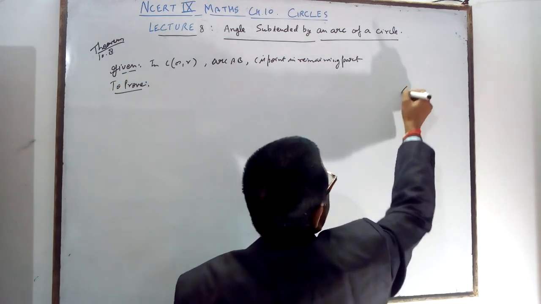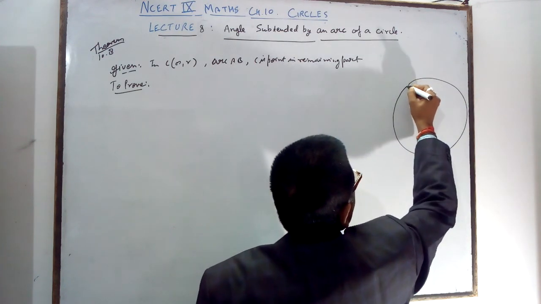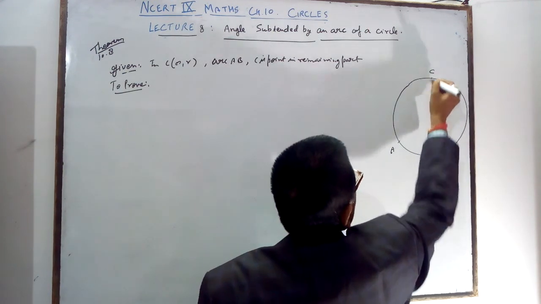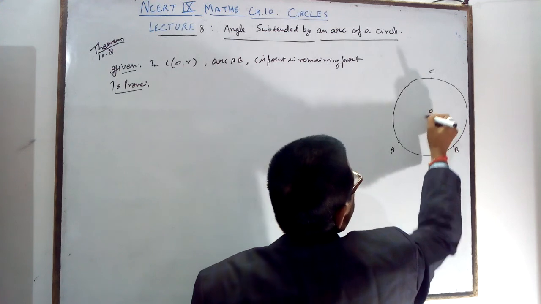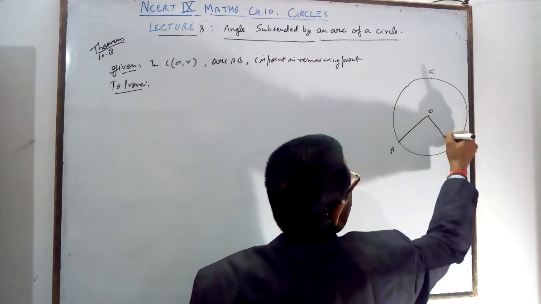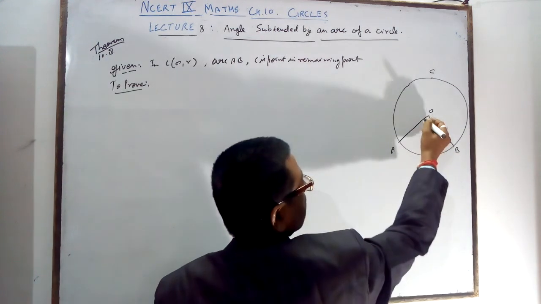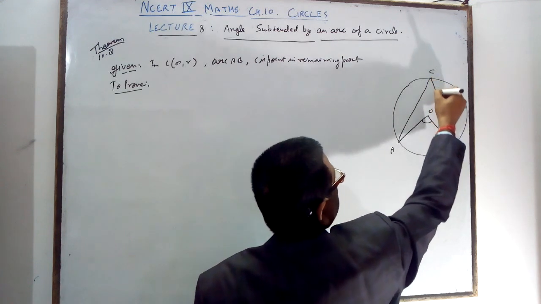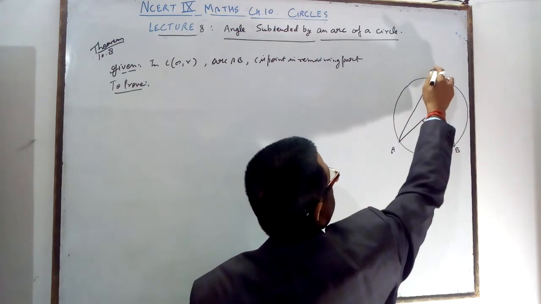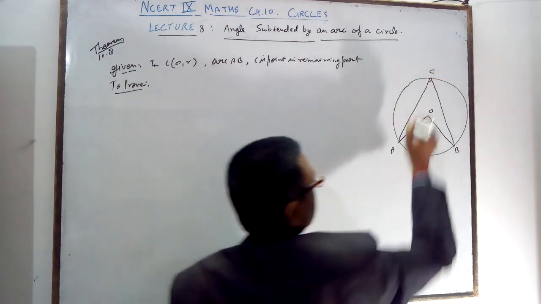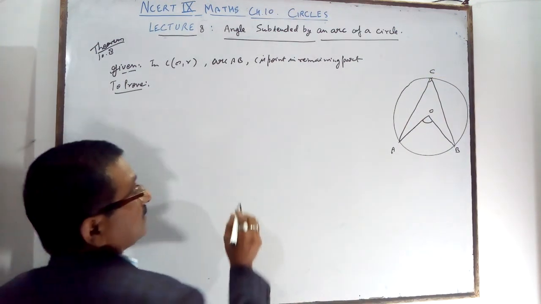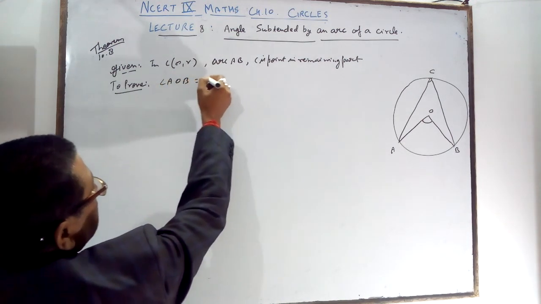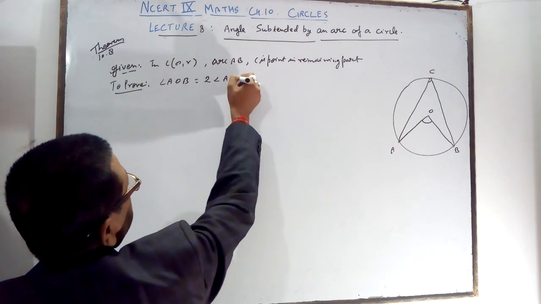First you draw the figure. AB is an arc and C is a point in the remaining part. O is the center. You want to prove the angle subtended by the arc at the center is twice the angle subtended by the same arc at any point in the remaining part. So what are you getting? To prove: angle AOB is equal to twice angle ACB.